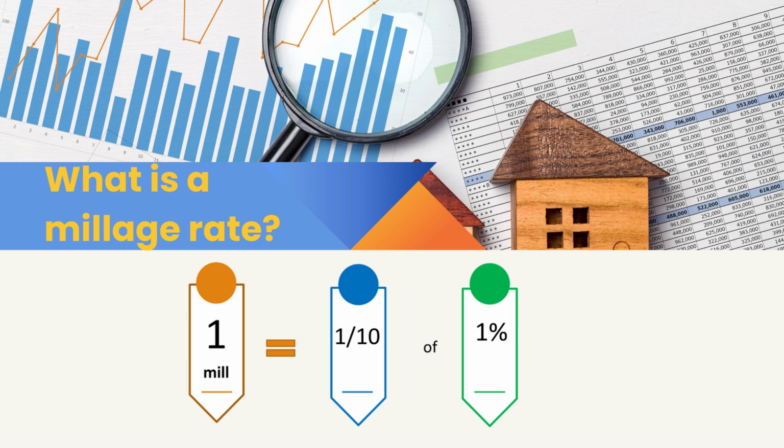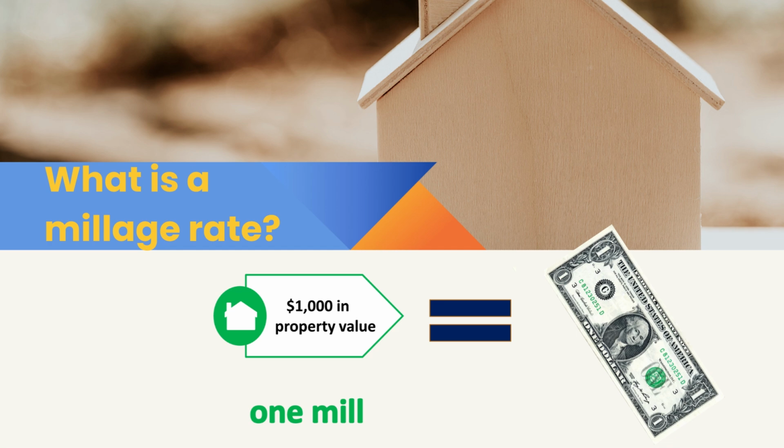Here's another way to think about a mill. A mill equals 1/10 of 1%. So here's an easy example. If your home's property value is $1,000, then 1 mill would equal $1.